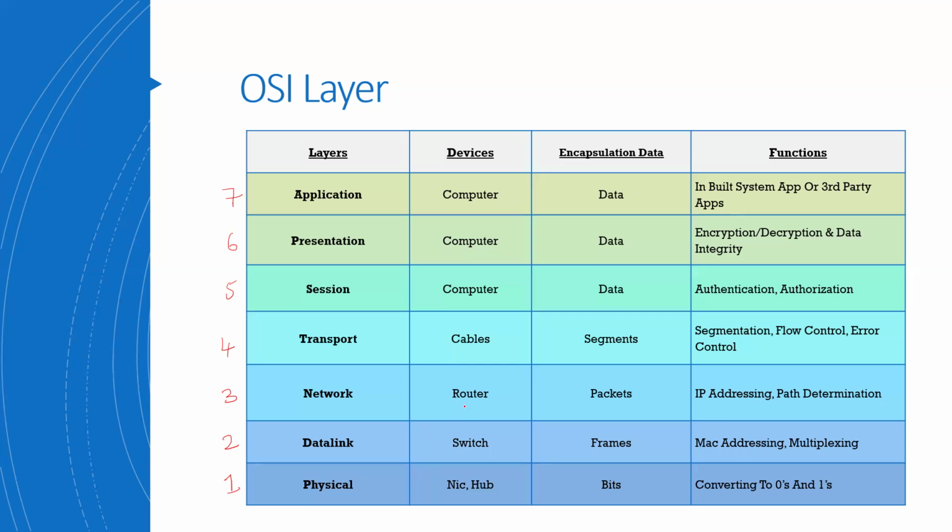Coming to the network layer, which manages IP addresses and routing. The network layer is responsible for routing data packets from the source to the destination across multiple networks. It determines the best path for data transmission based on logical addressing such as IP address. The devices used in this layer include a router and a layer 3 switch.